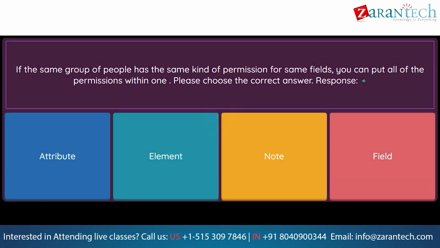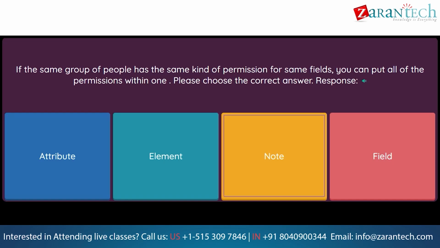Question: if the same group of people has the same kind of permission for same fields, you can put all of the permissions within one. Please choose the correct answer. Response: Option 1 attribute. Option 2 element. Option 3 node. Option 4 field.